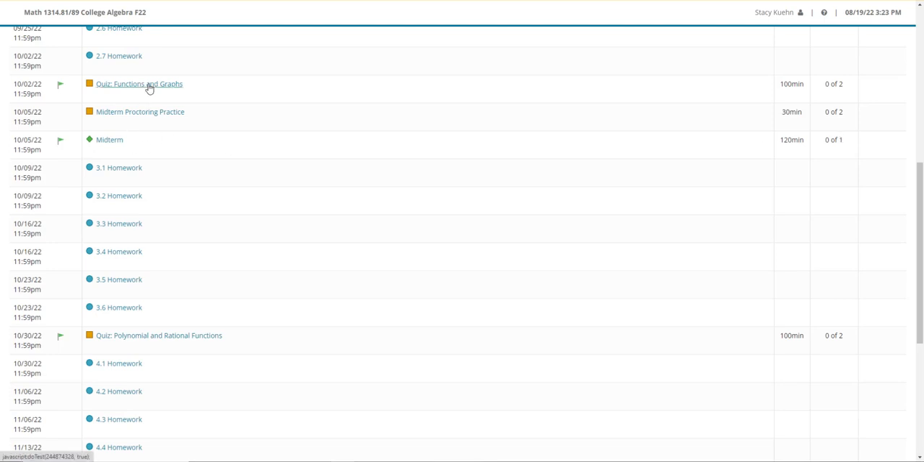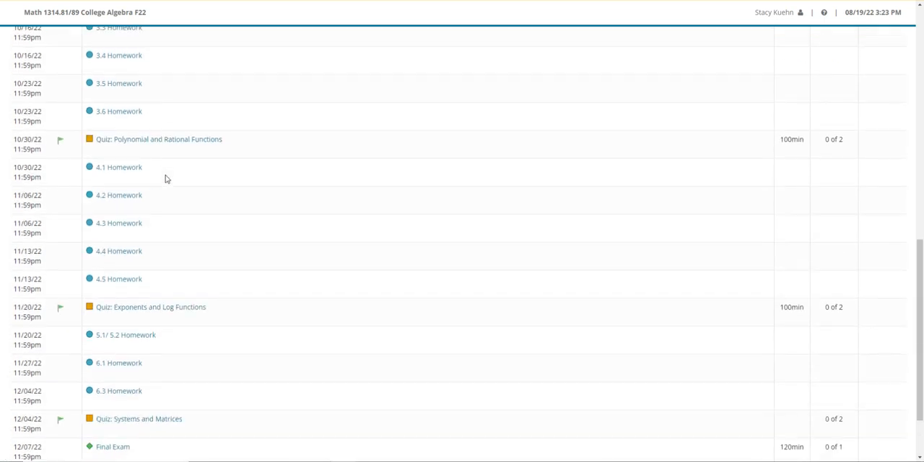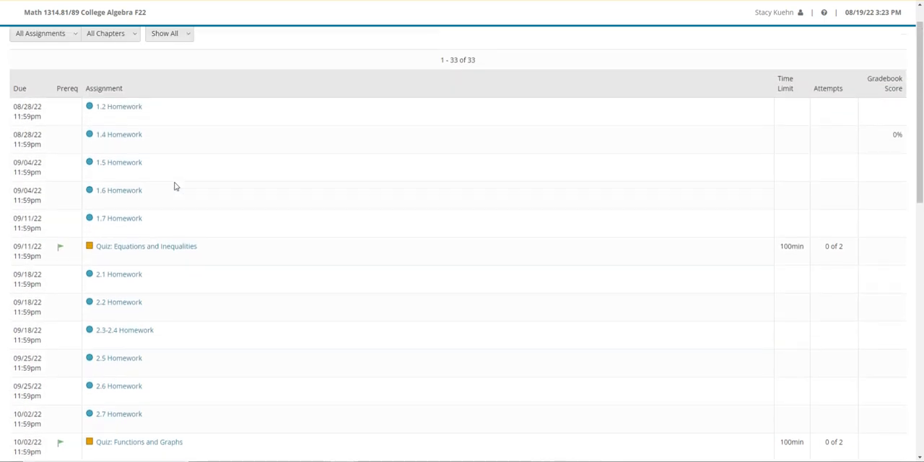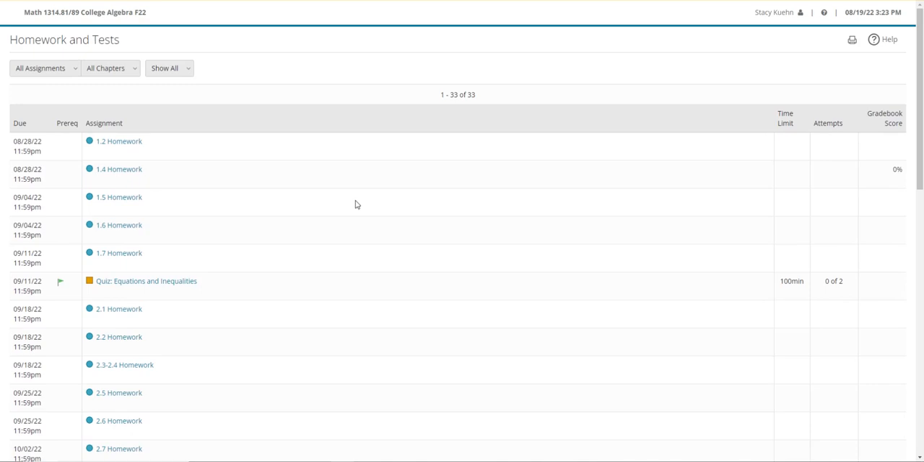Now, just like the quizzes, the midterm is not an open note test. I do have a formula sheet that I provide and that will become available to you during the week of that midterm. And from then on, you'll be able to use it for the midterm and the final exam. So that's how you are going to access the online homework, quizzes, and tests.